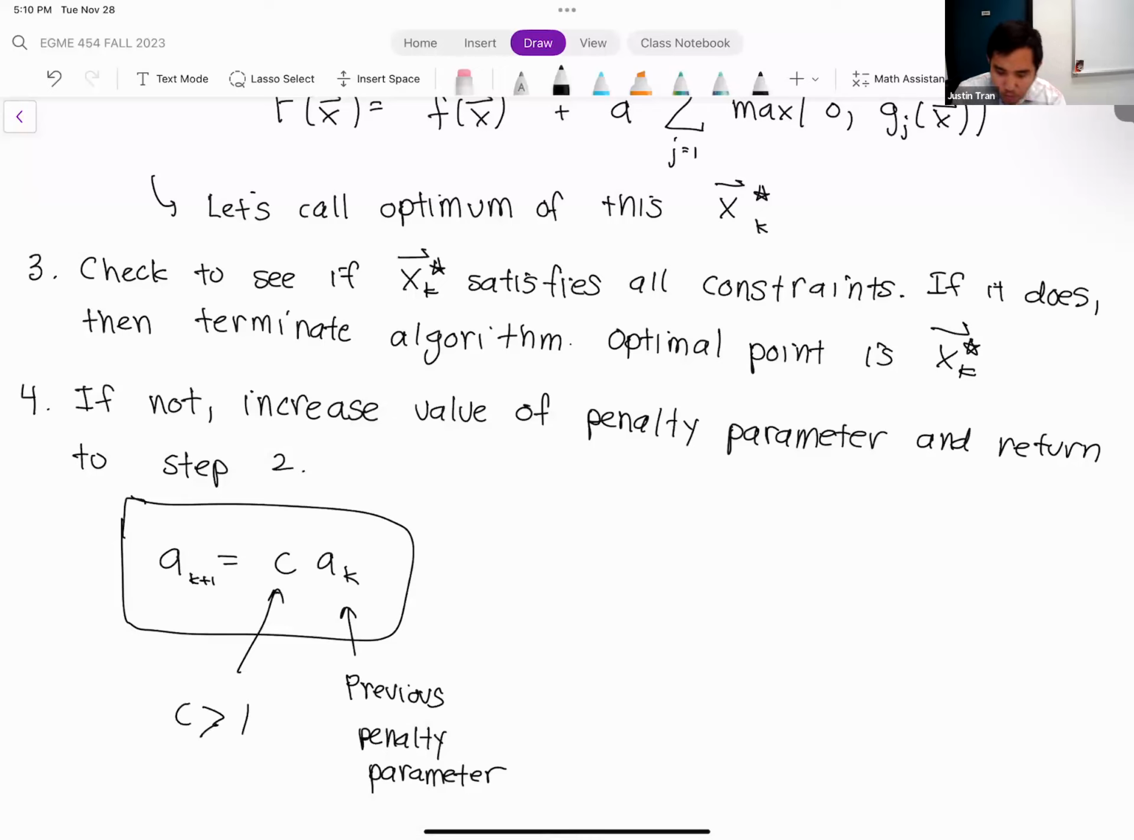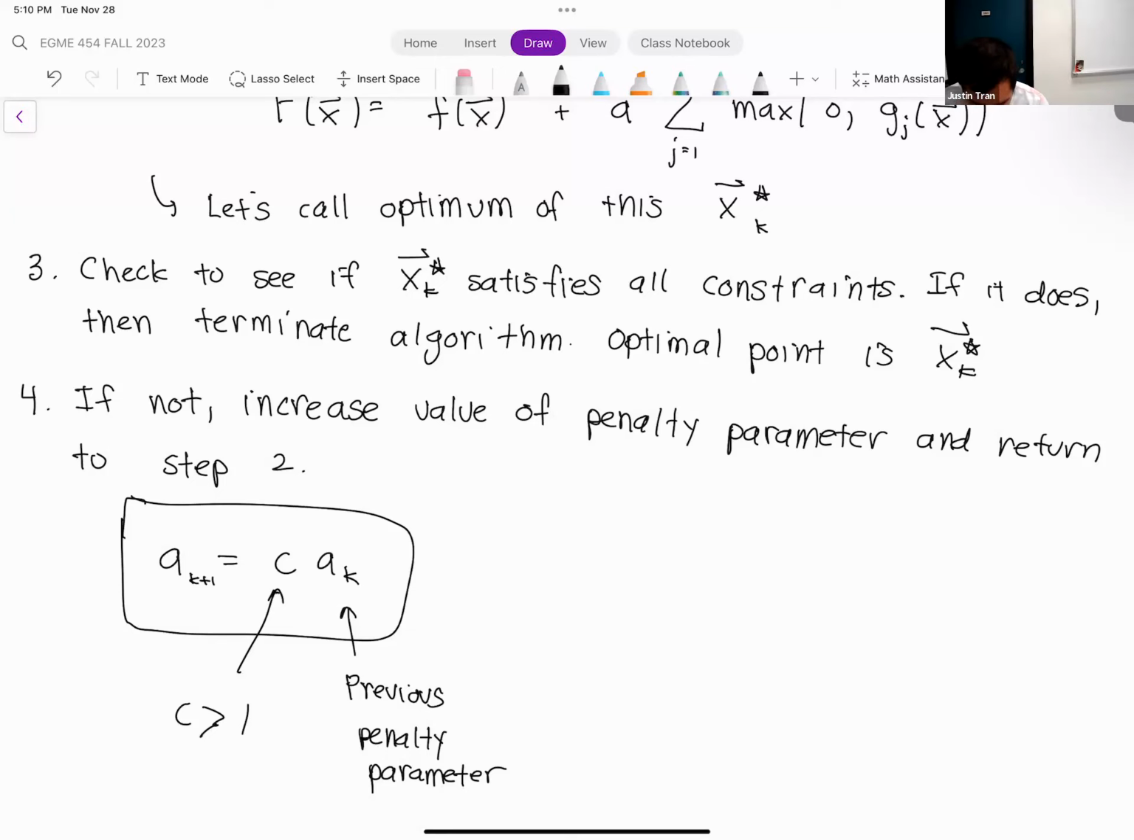Because we want to be increasing our penalty parameter. If you want to be aggressive, you can set c equal to 2, and that's going to double the penalty parameter each time. If you want it to be more gradual, you can set it to be 1.1 or 1.2, so it only increases by 10 or 20%, and so on and so forth.